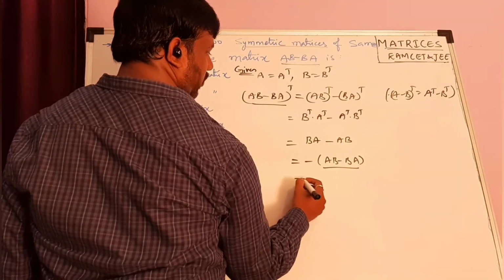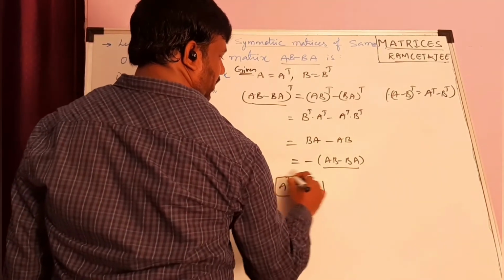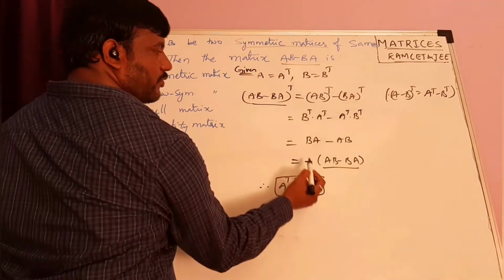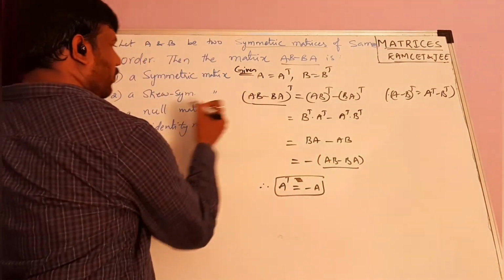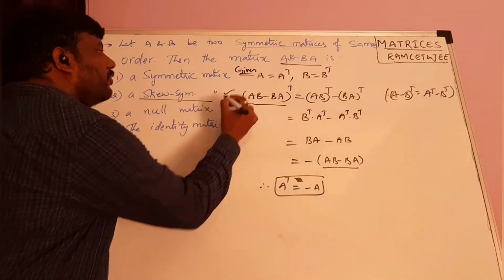So we know that if A transpose is minus A, then it is called a skew symmetric matrix. Therefore, the transpose of AB minus BA is minus of AB minus BA. Therefore, the given option, AB minus BA, is always a skew symmetric matrix, option 2.